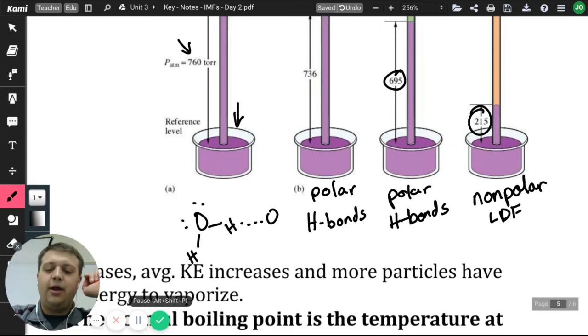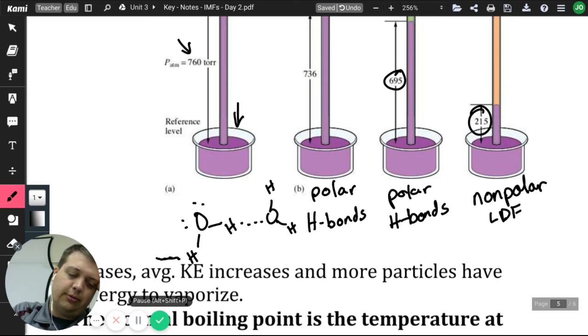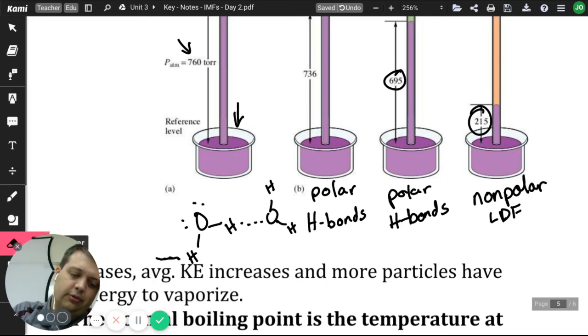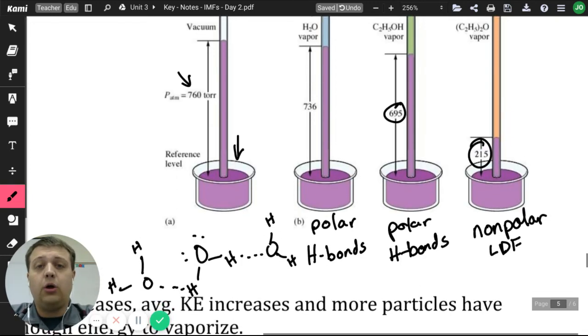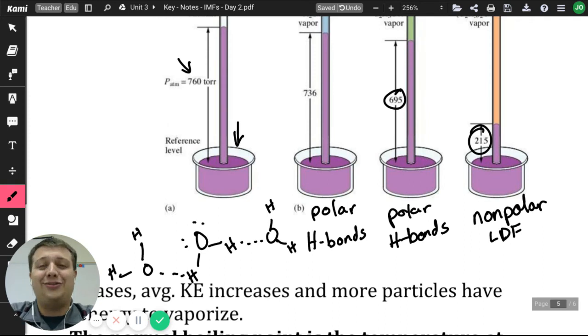Sorry. So this is going to bond to another oxygen there, and then down here we've got our hydrogen, and it's going to bond to another water. And so for each water molecule, we're actually going to have two hydrogen bonds that form. Versus our ethanol, we're only going to see one hydrogen bond form.